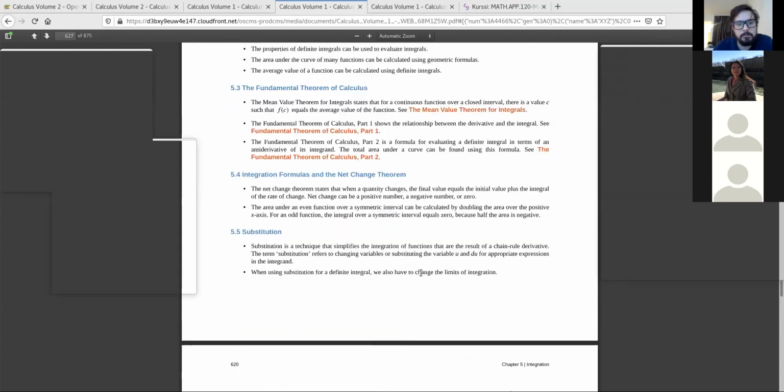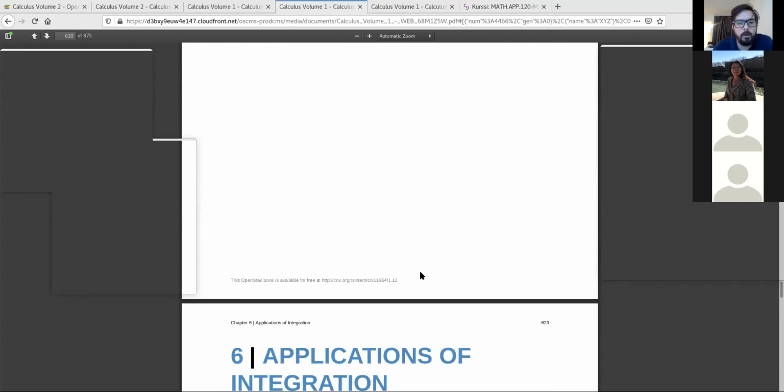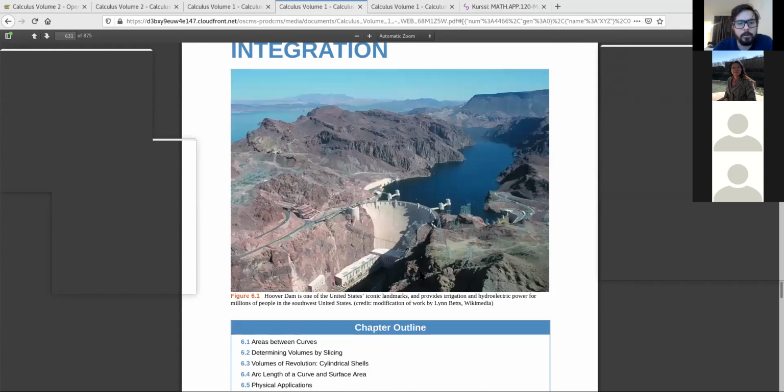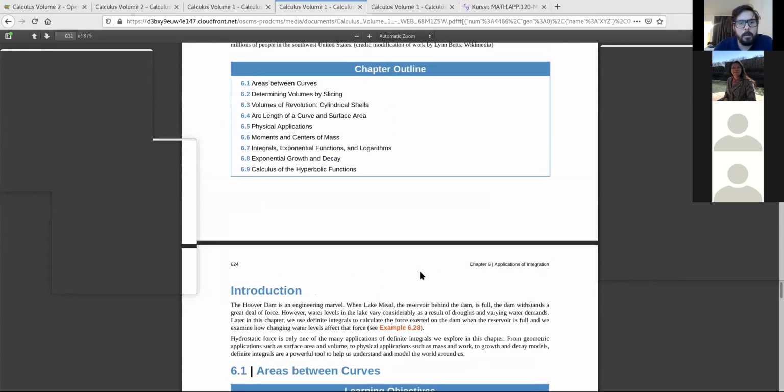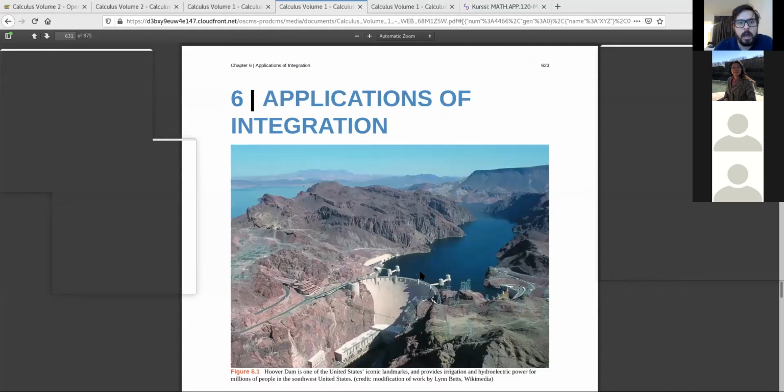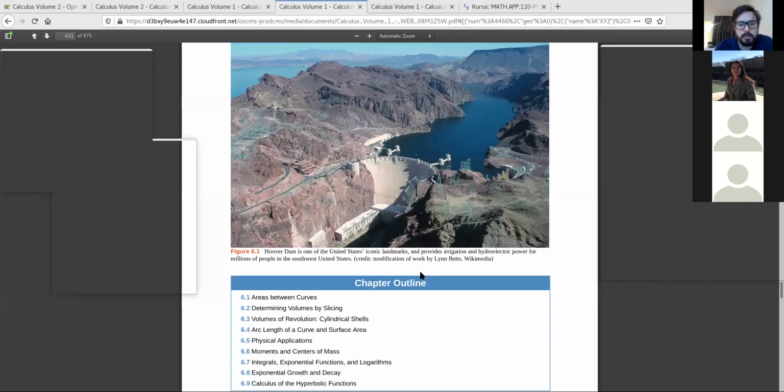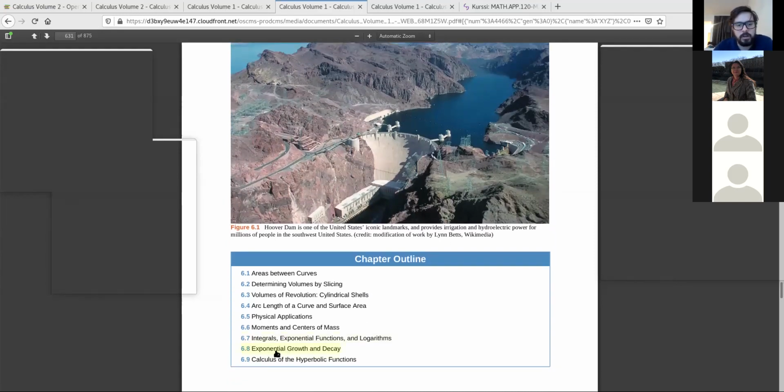That basically finalizes the whole of the book. I wrote here to look at chapter 6. I'm not going to talk about chapter 6 here, especially not going to use the hyperbolic functions. They can always be expressed using exponential functions. Growth and decay, moments and center of mass.